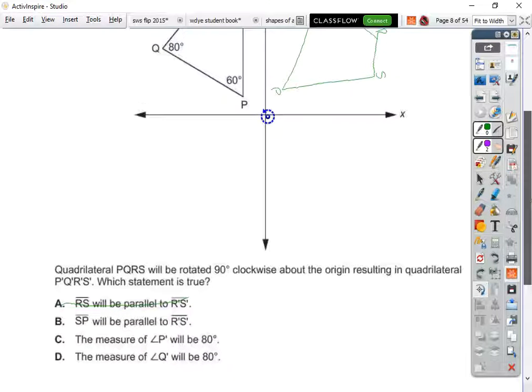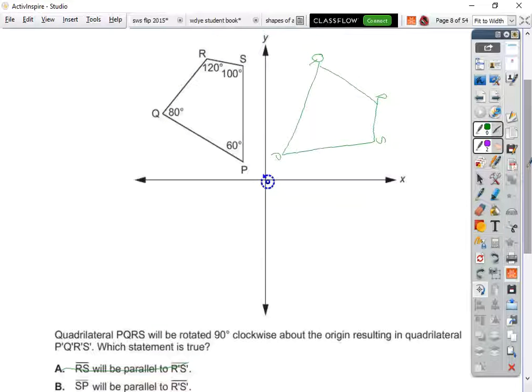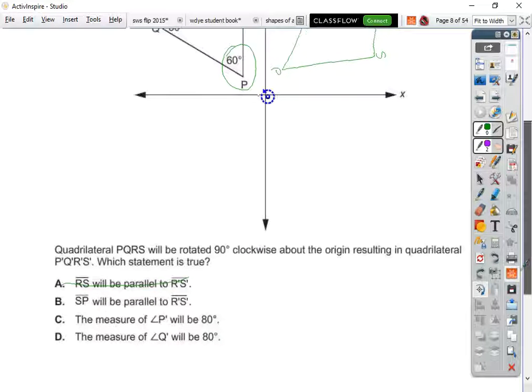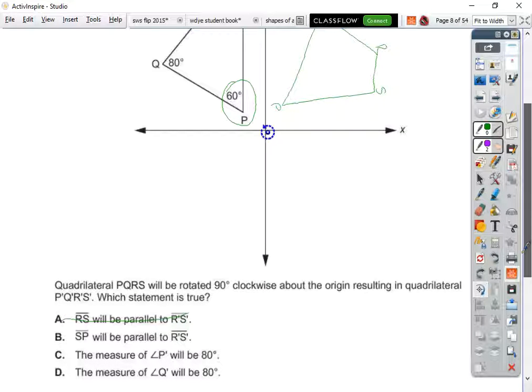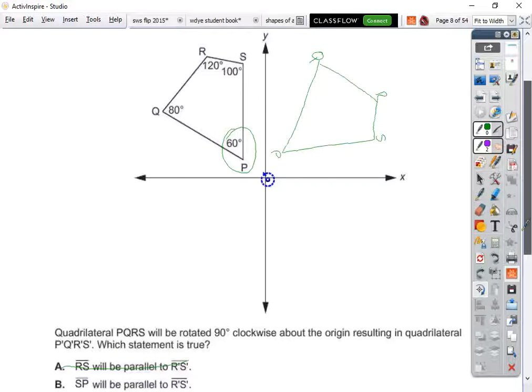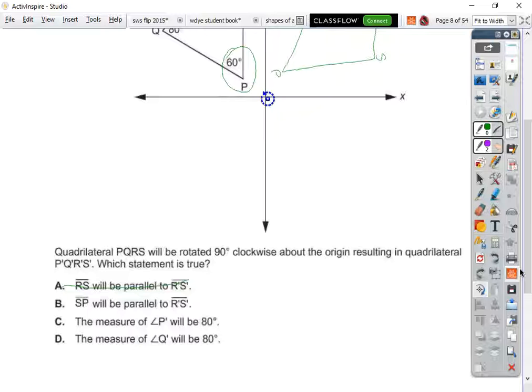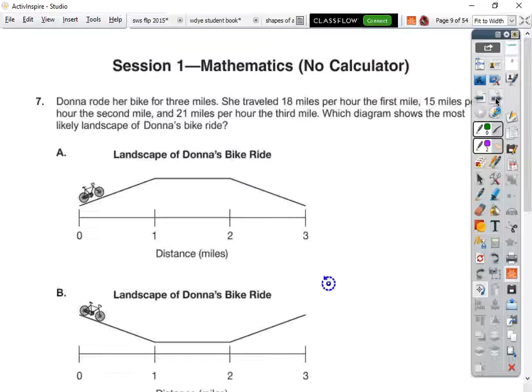The angle measure of P prime will be 80 degrees. Well, was it 80 degrees already? No. And you know, similar shapes do not change angle measurements. The angle of Q prime will be 80 degrees. Well, if Q is originally 80 degrees, Q prime will be 80 degrees. So this is the only one that will be true because similar shapes do not change angle measurements.